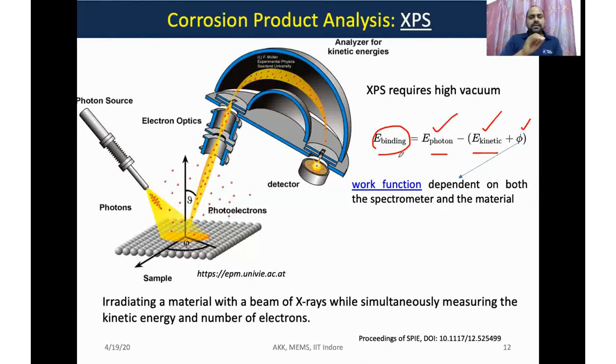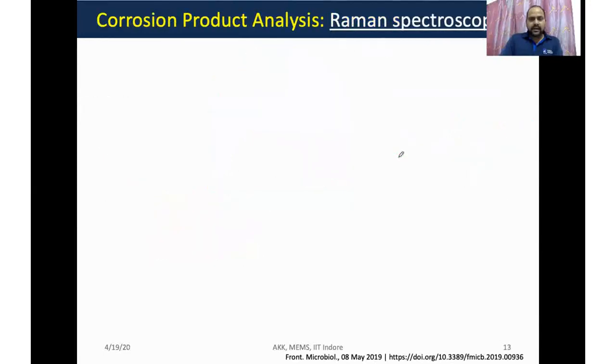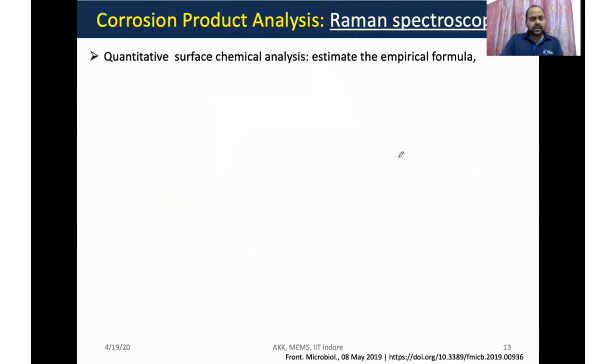By just plotting the binding energy with respect to the intensity, we can get a very clear-cut idea of what kind of material it is, and many other information. Maybe I can just summarize here. We can get the quantitative surface chemical analysis. Quantitative means the exact number or amount of elements. So we can estimate the empirical formula. Empirical formula means, like, for H2O, there are 2 hydrogen and 1 oxygen.